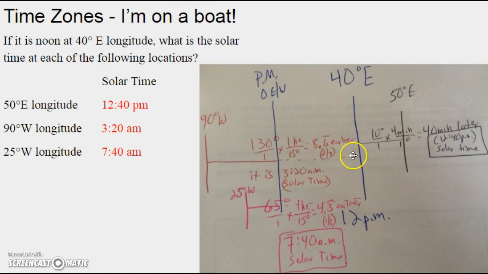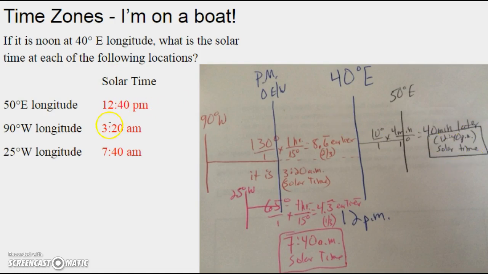So 50 degrees east. I did the first one in black. 50 degrees east is another 10 degrees further east. So 10 degrees times 4 minutes per degree is 40 minutes later, right? 50 degrees east is east of here, so I'm finding solar time here. So what is the solar time? It's going to be 12 noon plus 40 minutes, which is 12:40 p.m. And that's what I solved here. 40 minutes later, it's 12:40 p.m.